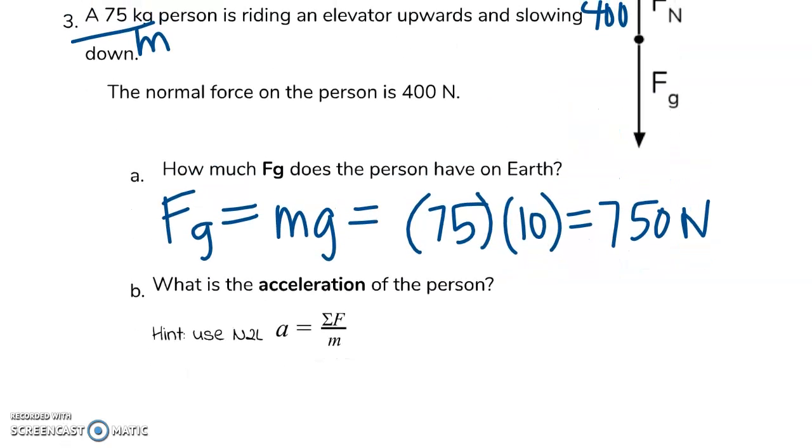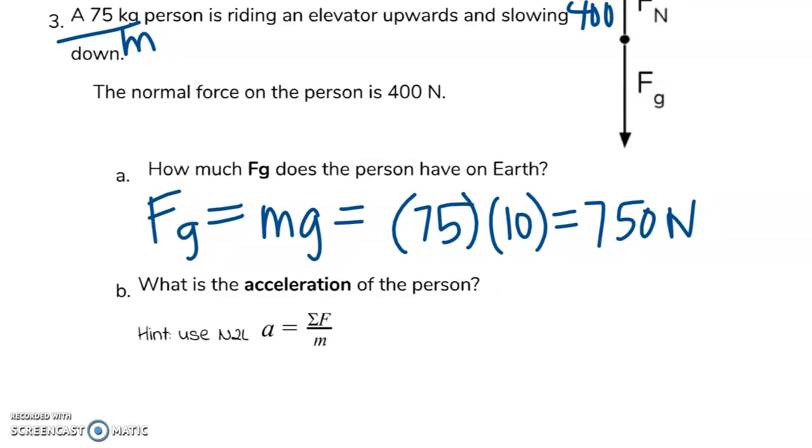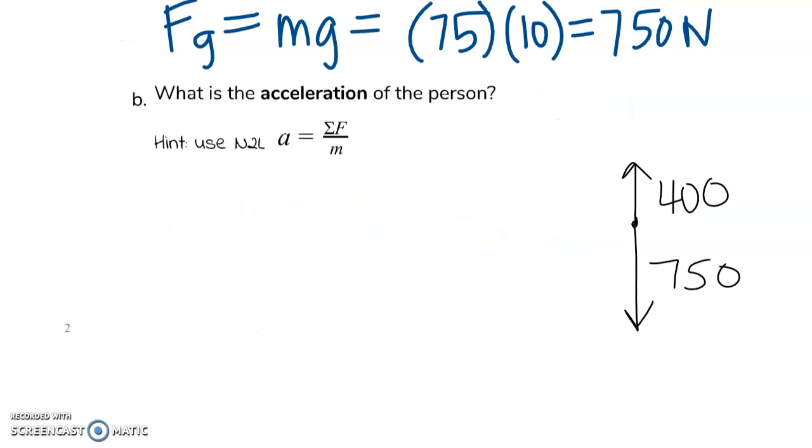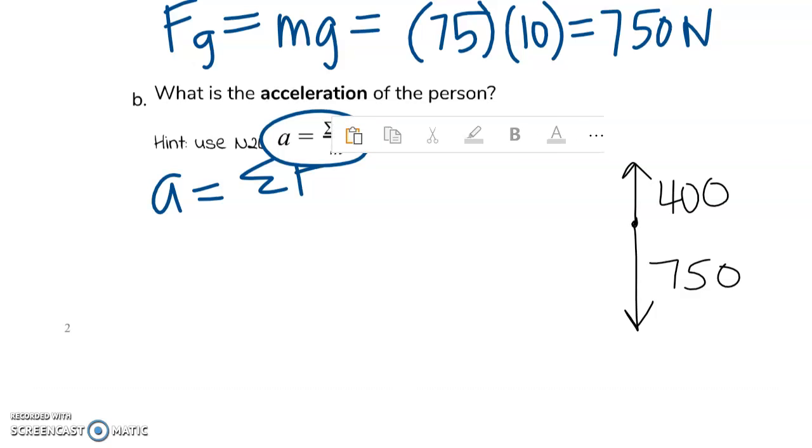Next, I'm asked to find the acceleration of the person. Before moving on, I can add the 750 to my diagram to help me visualize the total force on the object. There's only two forces, 400 going up, 750 going down. And for the next part, I'm asked to find the acceleration. To find the acceleration, I can use Newton's second law, except this version, where acceleration is on one side and net force divided by mass is on the other side.